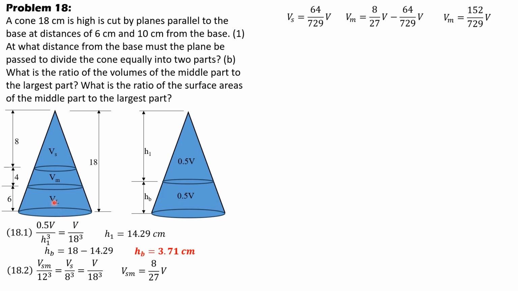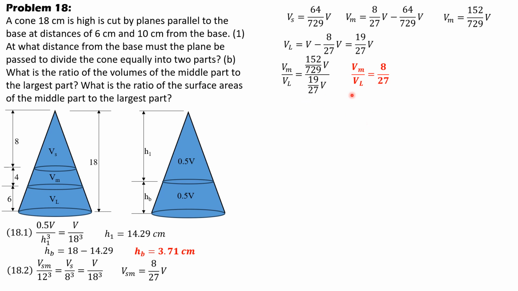Then the largest part is the volume of the entire cone minus V sub SM. So V largest equals V minus 8 over 27 V, and that is 19 over 27 V. Obtaining now the ratio of V sub M to V sub L, that is equal to 152 over 729 V divided by 19 over 27 V, and that reduces to 8 over 27.